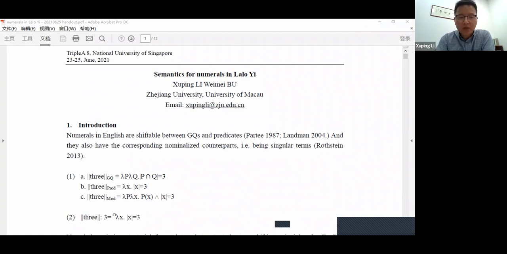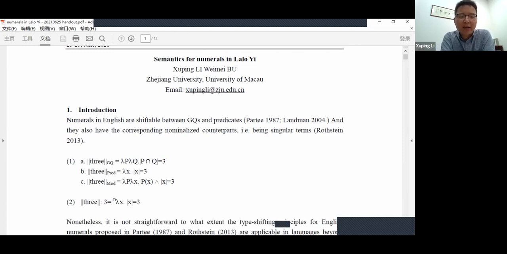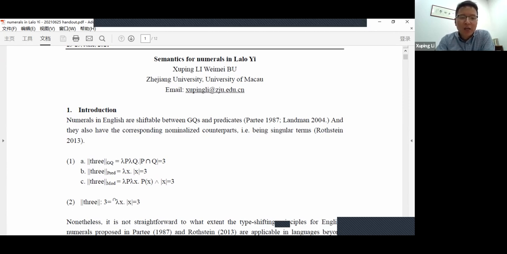So we can start with numerals in English. We all know that numerals in English have many different uses, right? They can be used as either a determiner, a predicate, or even a modifier, and they can be shifted from each other. In addition to those uses, Frege also pointed out that numerals in English can have a corresponding nominalized use, that is, being a singular term. And the singular term can also be derived from its predicative use, as we can see in 2.